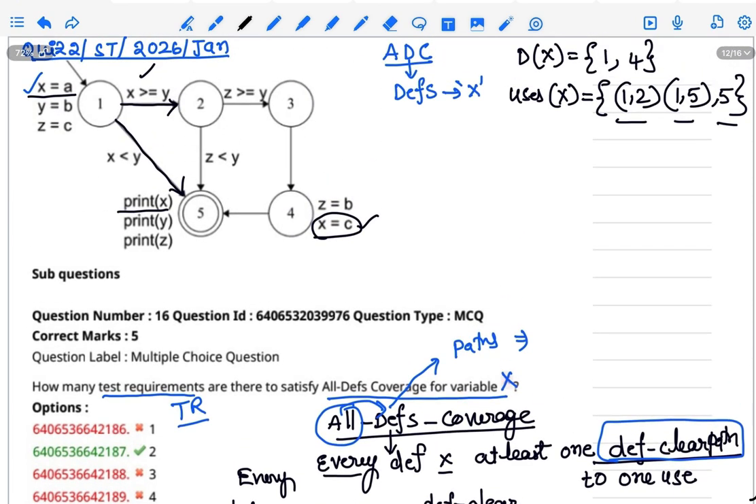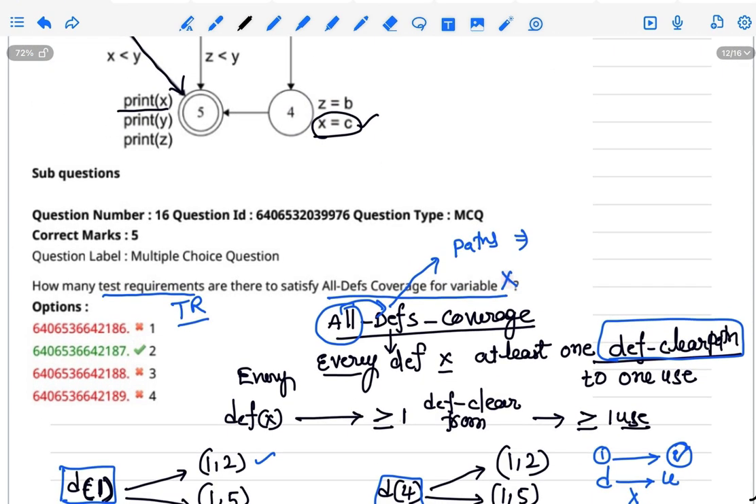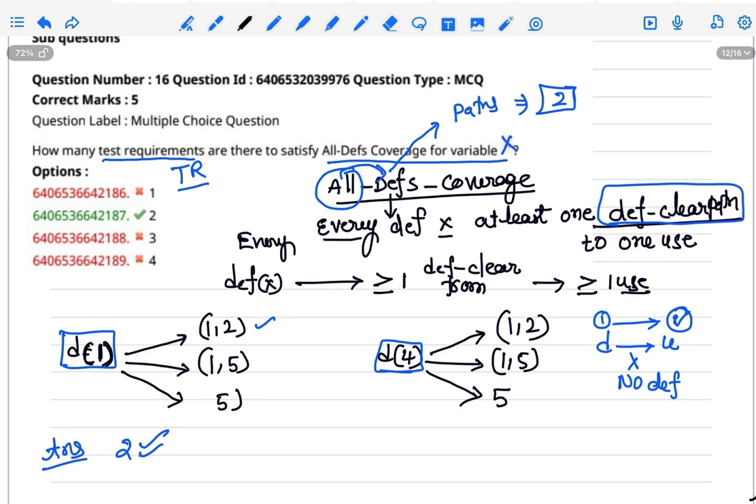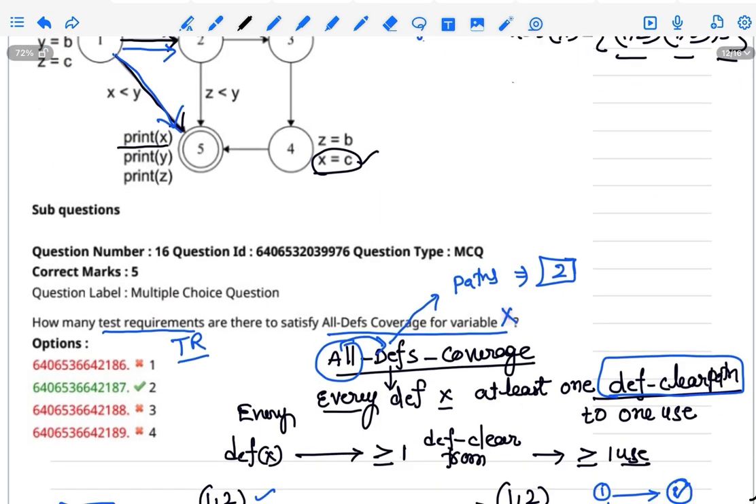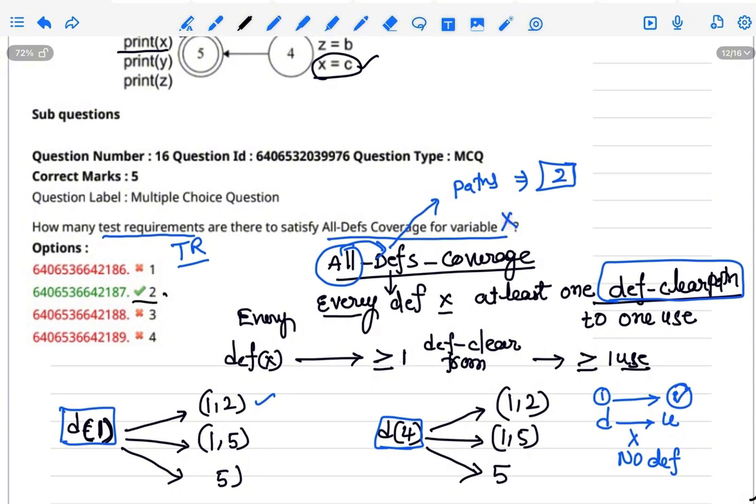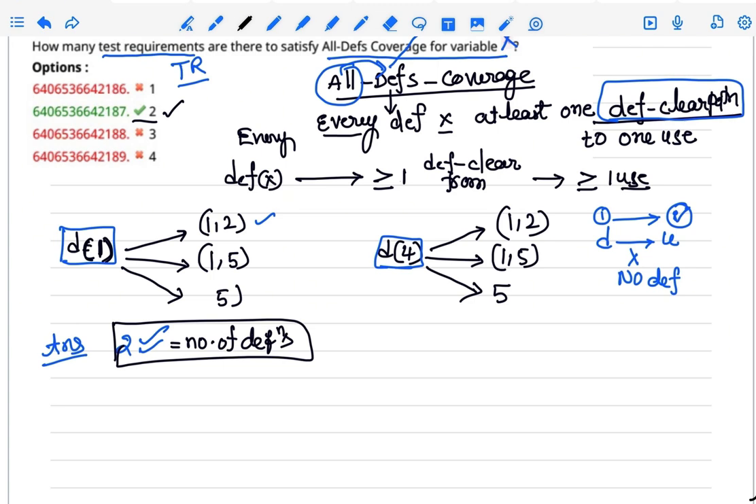So x is defined at node 1 and node 4, so 2 paths are required. You can cover every definition with 2 paths. This is the answer, friends. You can check with another example. How do we find the paths? The number of test requirements is 2, because there are 2 definitions and 2 paths. But what are these 2 test requirement paths?